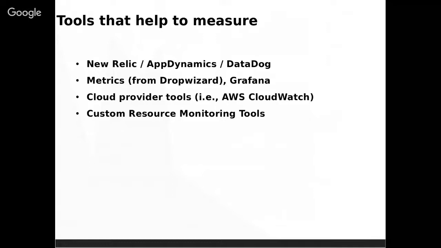If we are using a cloud provider, say AWS, then it's highly likely that they will also offer some sort of performance monitoring tool as well. AWS, for example, offers CloudWatch. It offers some kind of performance metrics data as well. We can also use custom resource monitoring tools. There are also some open source custom resource monitoring tools available.